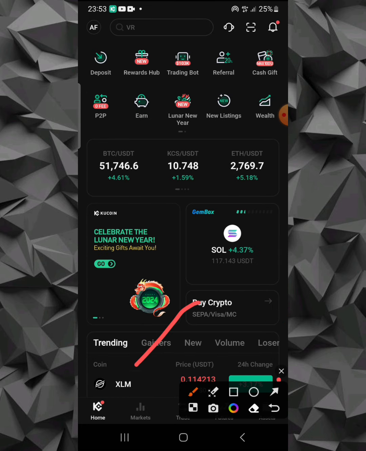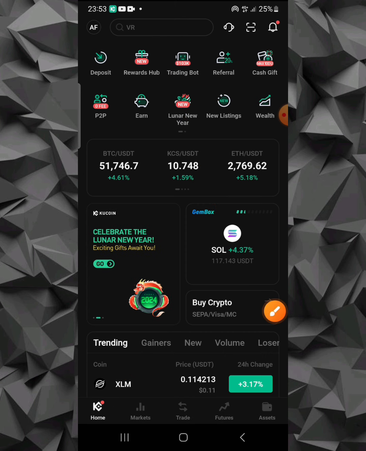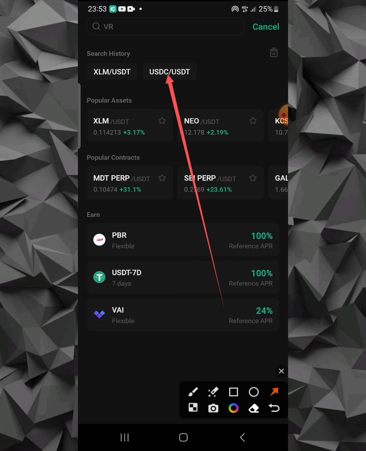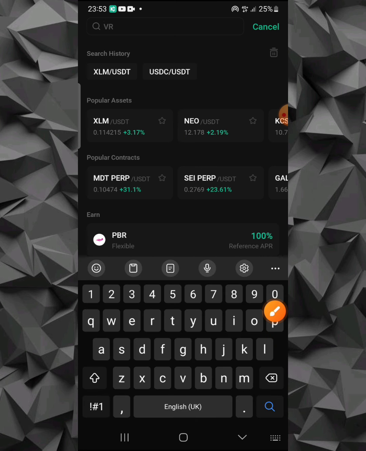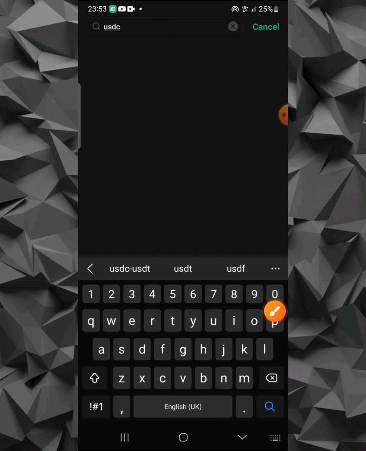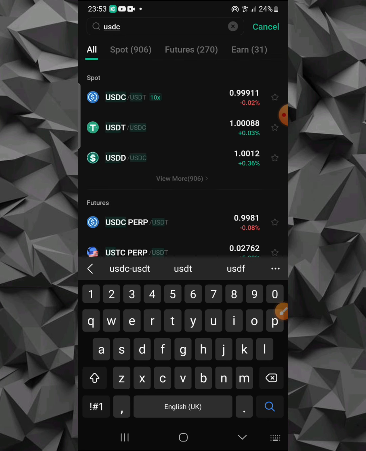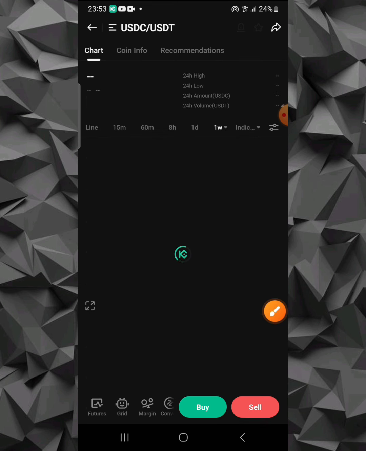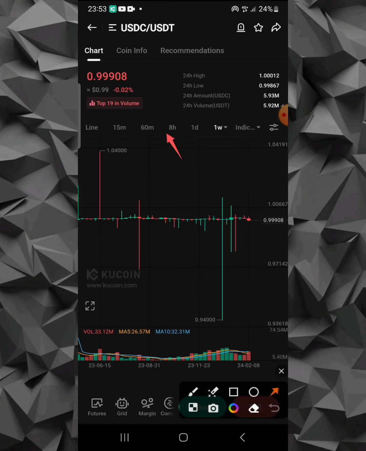Once you're on the home page of the KuCoin, just go ahead and click on this search right here. Once you click on search, you will see the pair right here. You can just search for it. Just search for USDC to USDT, okay? This is it right here, okay? USDC to USDT. So if you go ahead and click on this first one, now you're going to be exchanging this to this. So like I said, they have the same value.